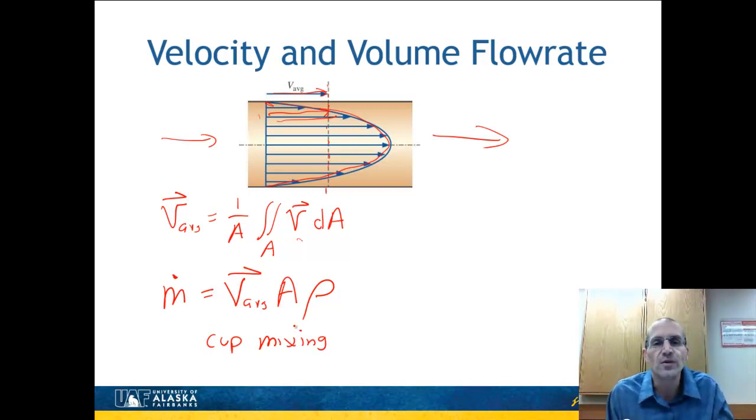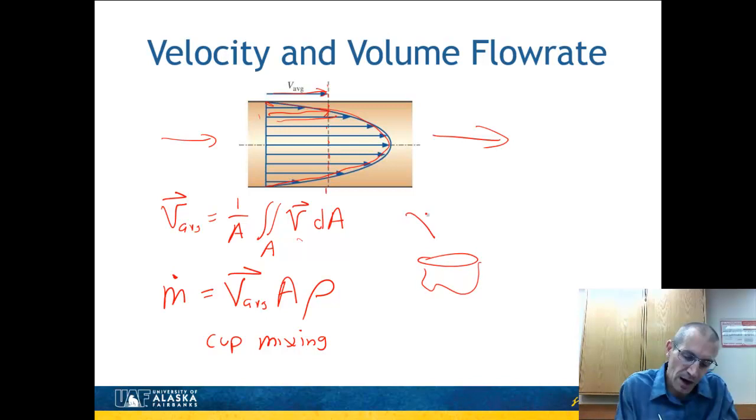The reason this is used is you can imagine taking, for example, a measuring cup, and I have a pipe that's filling it up with some fluid coming in, and I want to know what the average velocity was. I could just fill up my cup and have some particular volume. I would multiply by the density, and I'd have the mass flow rate, which I could then correlate with an average velocity.